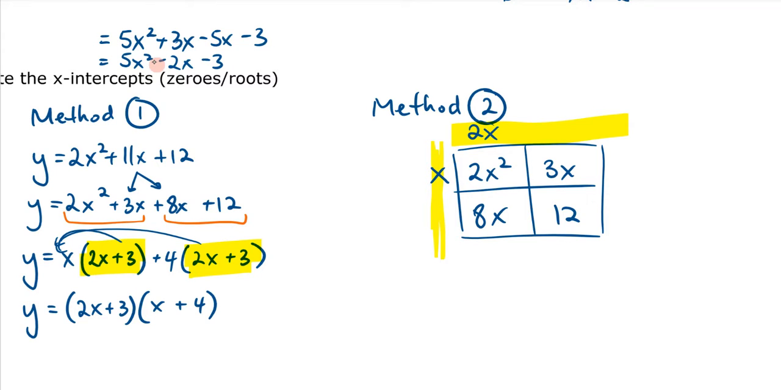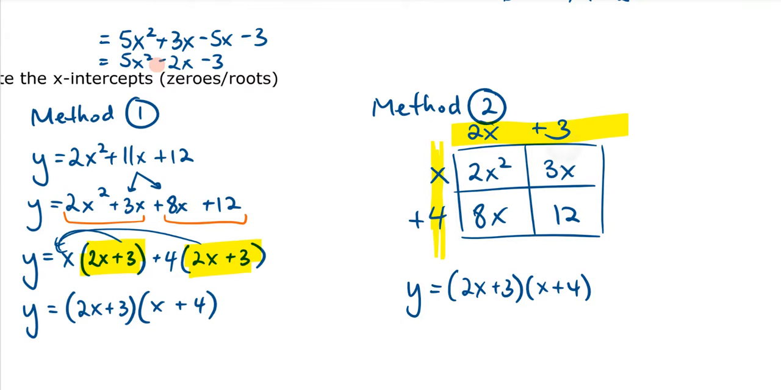2x times what gives me 8x? Well, I need the 4 there, plus 4. Okay? And so 4 times what gives me 12? Well, I need a 3 there, so plus 3. And just check, does x times 3 give me 3x? It does. And then so my answer would be 2x plus 3, and then x plus 4.